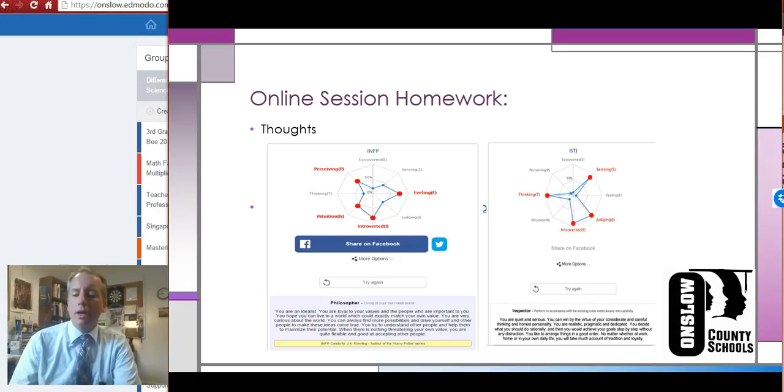I'm not advocating that we should do this kind of thing with all of our students, but it might be interesting to delve into what kind of students do we have, right?